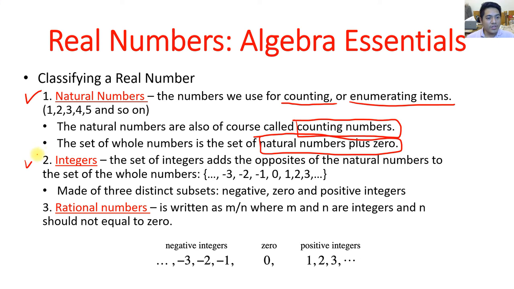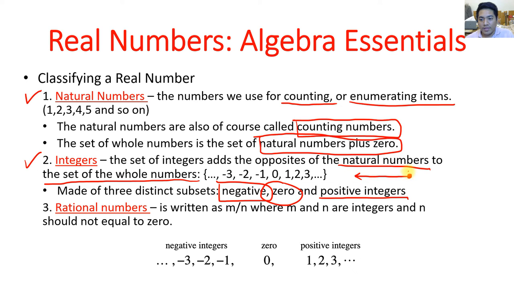The second type is the integers. The set of integers adds the opposite of the natural numbers to the set of whole numbers. So integers involve three subsets: the negative values on the left side of our number line, the zero, and the positive values, or positive integers. If you remember our number line, if this is zero, on the right side we have the positive values and on the left side we have the negative values. So these are integers.